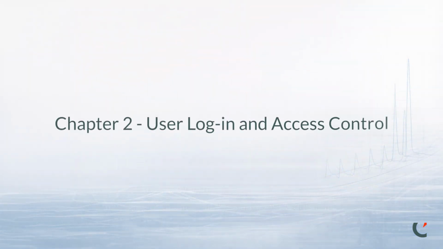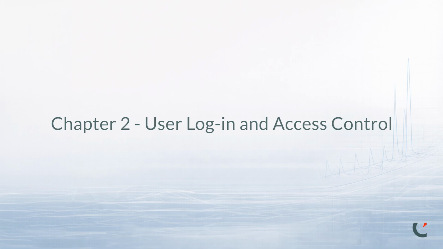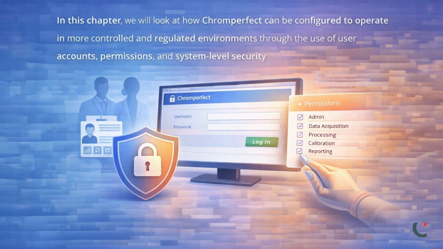This is Chapter 2 of Section 5, User Login and Access Control. In this chapter, we will look at how Chromperfect can be configured to operate in more controlled and regulated environments through the use of user accounts, permissions, and system-level security.